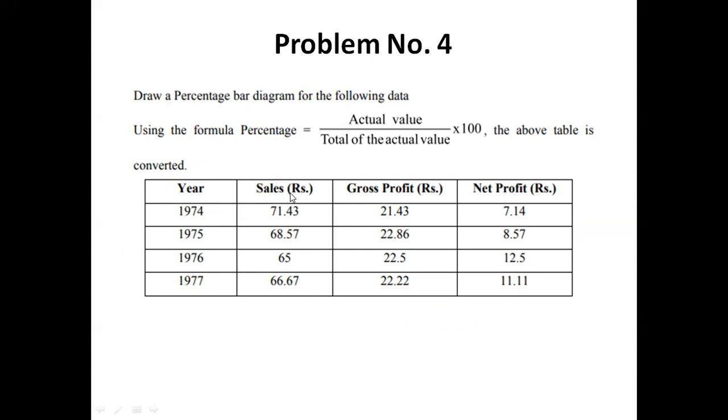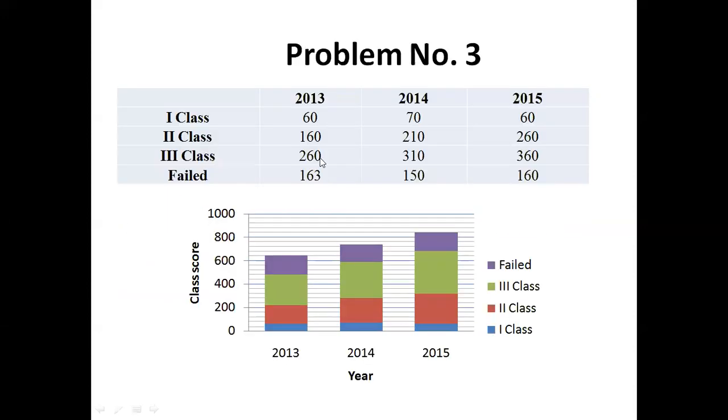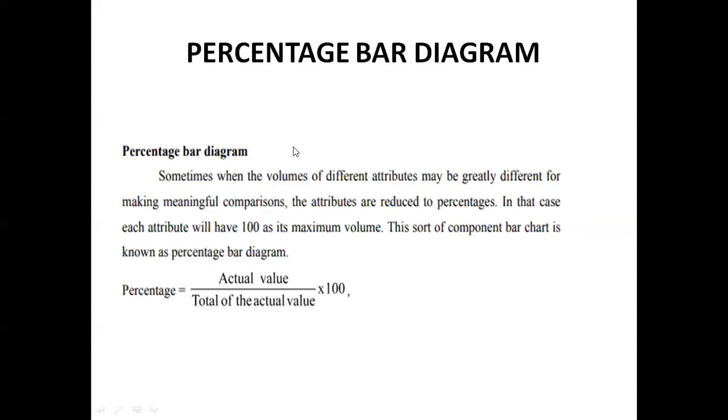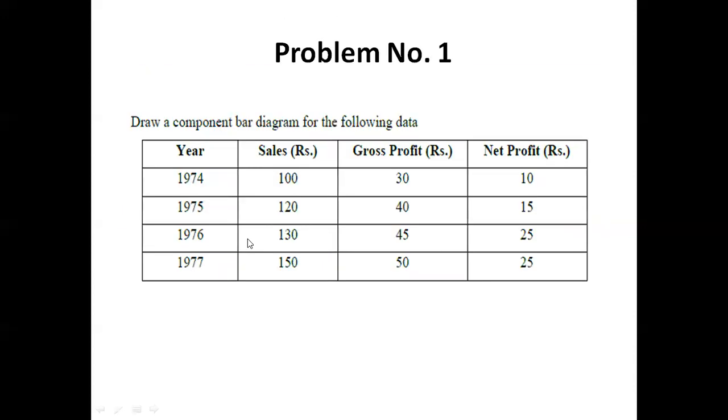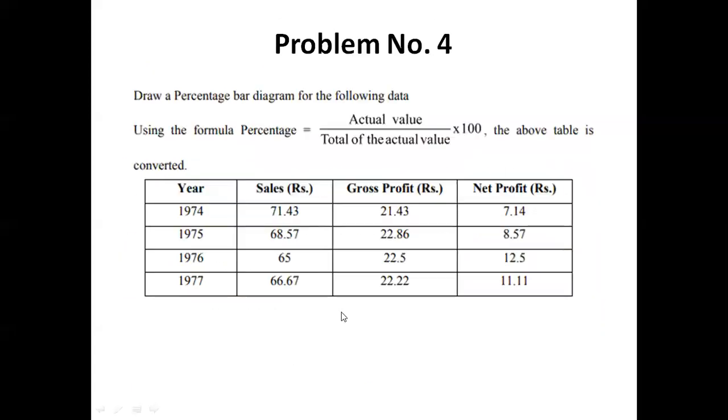So same problem. The same problem is converted, that is the previous problem. This is the problem 100, 30, 10. So 100, 30, 10, how are we going to calculate? That is 100 divided by 130 into 10, that is equal to 71.43. Second, that is 30 divided by 130 into 100, 21.4.